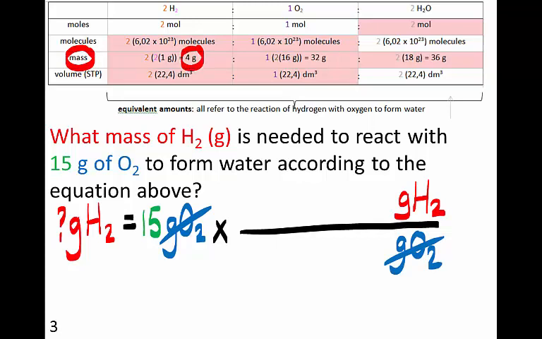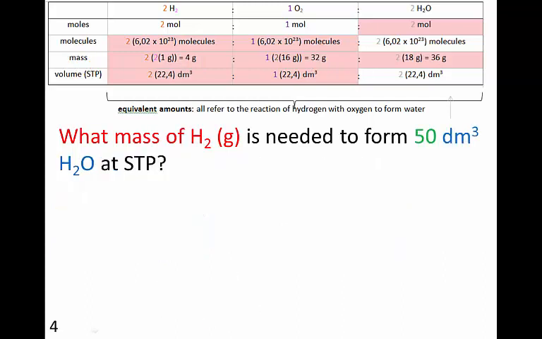4 grams of hydrogen for every 32 grams of oxygen. So every time 4 grams of hydrogen reacts, you need 32 grams of oxygen. So if instead of 32 grams you actually have 15 grams, then how many grams of hydrogen do you need? 15 times 4 divided by 32. 1.88 grams of hydrogen.